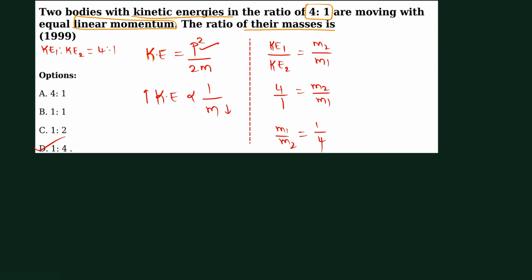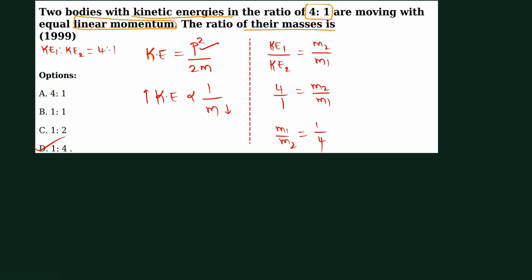Here linear momentum is constant, so you need not consider the P value. If mass values are constant, you need not take the mass value. If kinetic energies are constant, you need not take the kinetic energy. Then get the relation between the other two terms. Here kinetic energy is inversely proportional to mass. So the right answer here is D, 1:4.